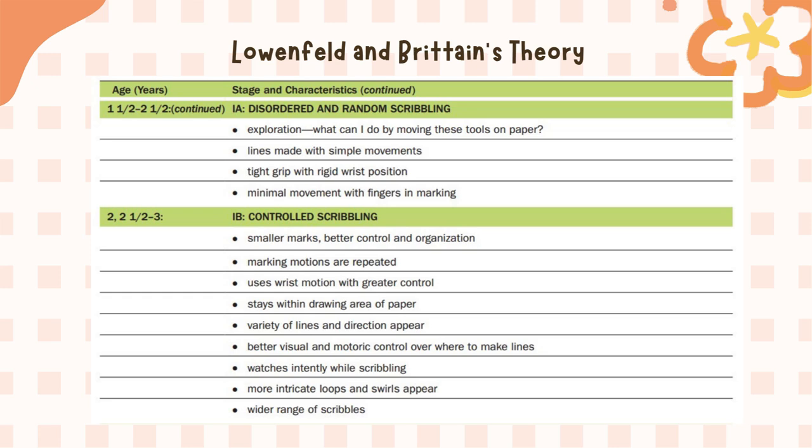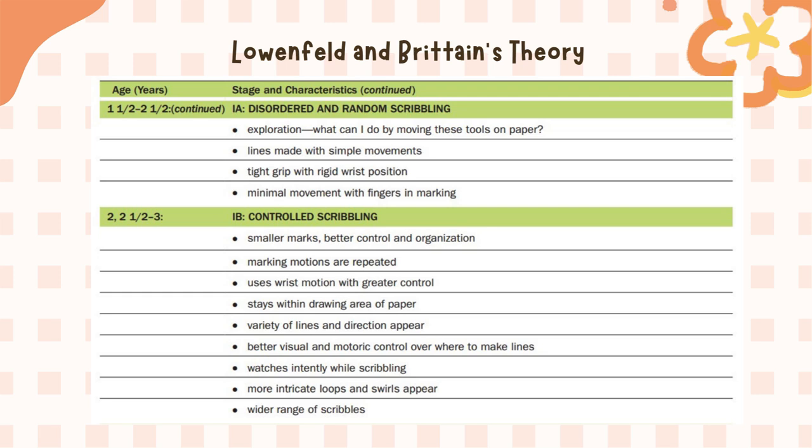Next is the controlled scribbling stage, around 2 to 3 years old. Now, children have better control over their movements. Their marks become smaller and more organized. They may repeat the same movements and create different types and directions of lines. They also begin to watch what they are doing and keep their marks within the drawing area. We may see more loops and swirls in their scribbling.